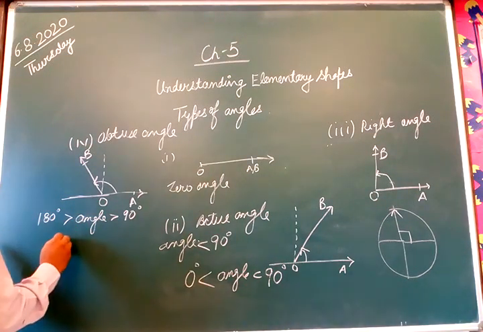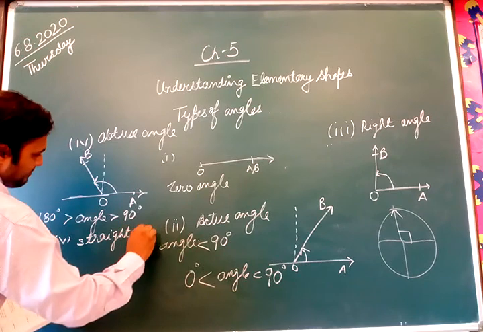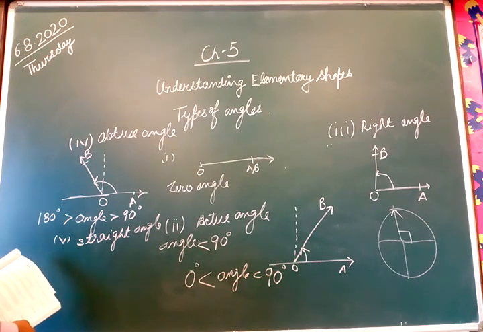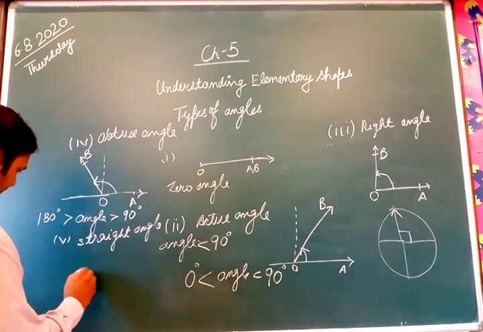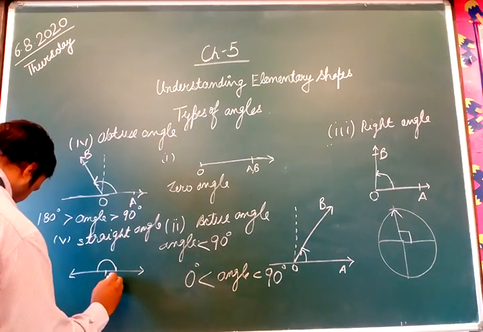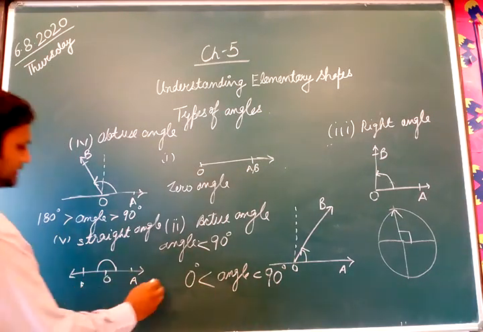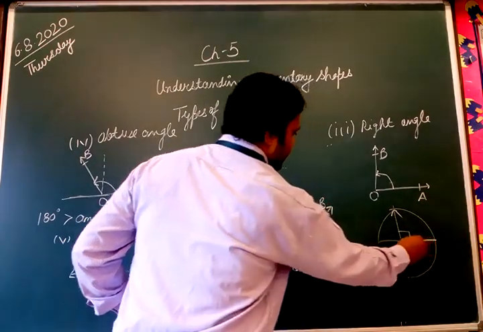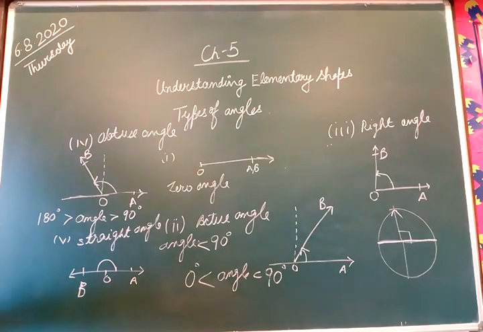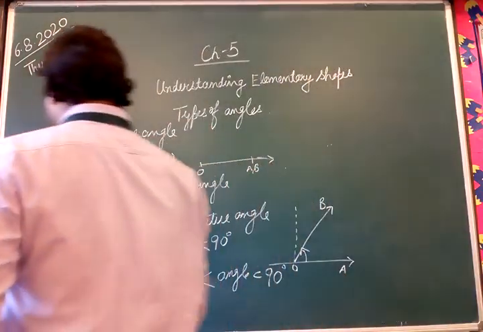The straight angle is when the ray has rotated half a circle. Suppose this is the straight line. So this is angle AOB. It is rotated half a circle. So in this way, this is the straight angle.